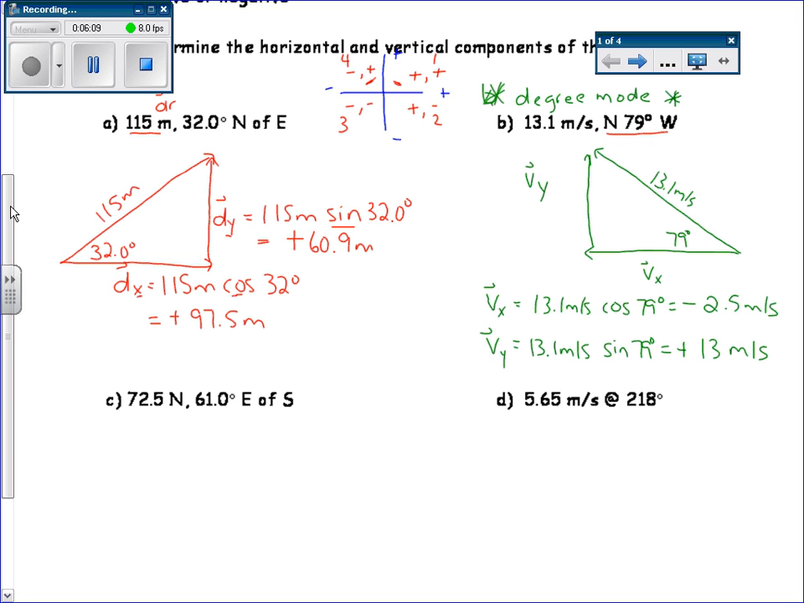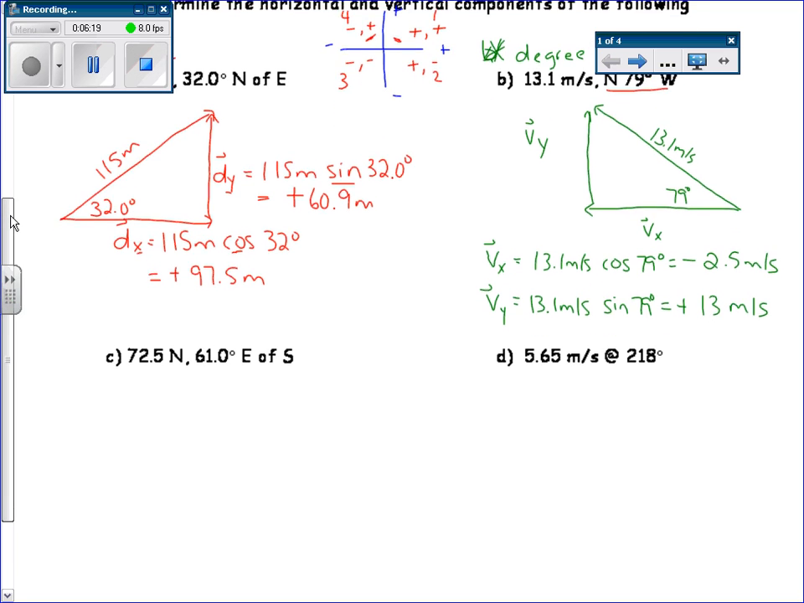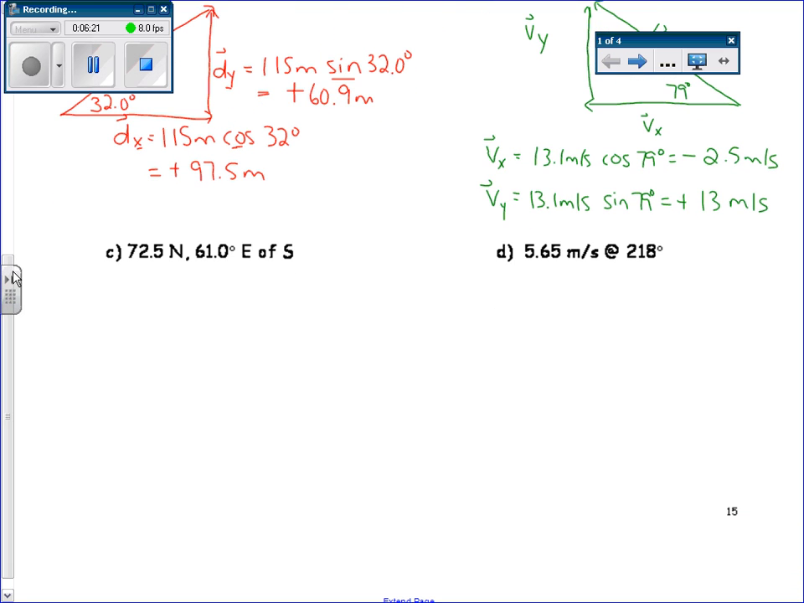And that's pretty straightforward. Those are fairly easy ones to do because it was easy to figure out where the angle was and how to draw the resultant vector. You have to be careful in an example like C where we're given east of south. So what that actually is, east of south, is down here, right? So this is east of south here. So this would be 61.0 degrees east of south. This is south and this is east.